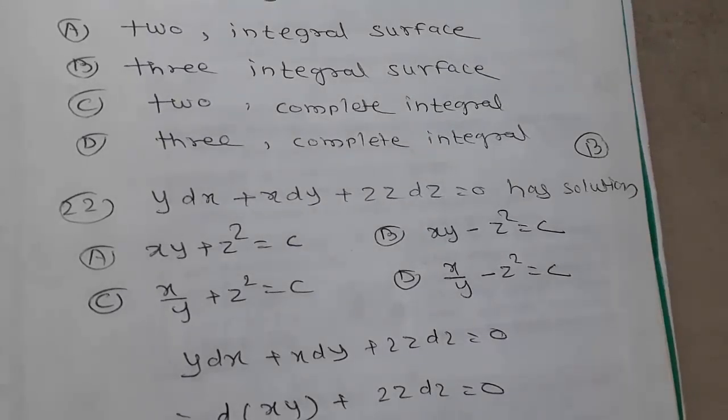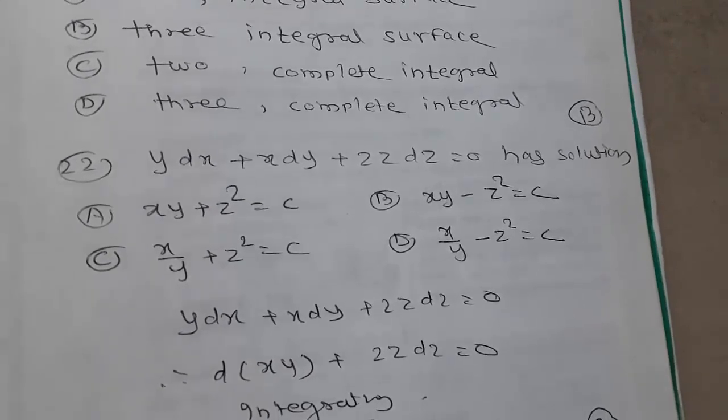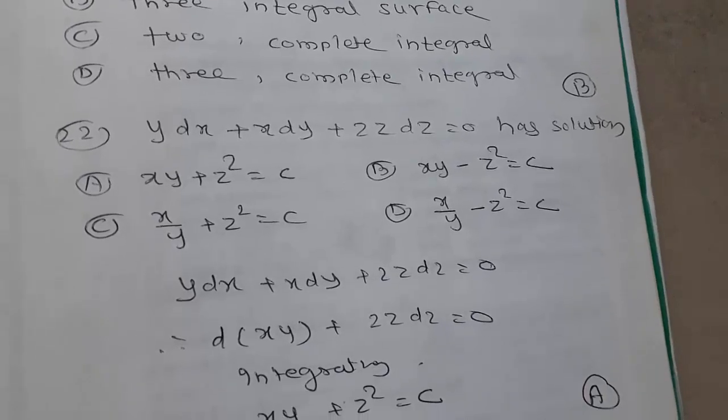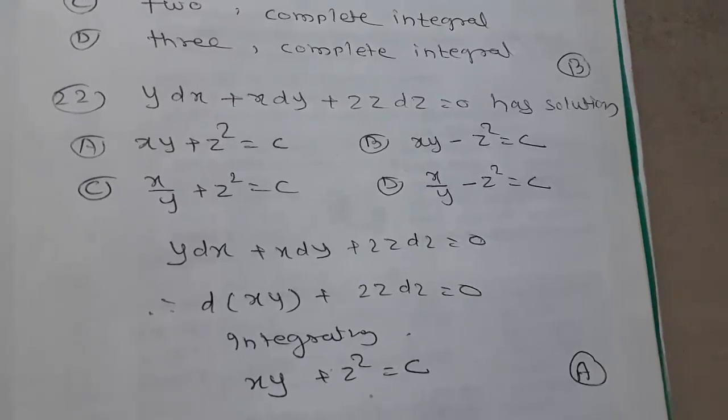y dx plus x dy plus 2z dz equal to 0 has a solution: xy plus z square equal to c, xy minus z square equal to c, x by y plus z square equal to c, x by y minus z square equal to c. Here we shall try to solve this equation. But we know that y dx plus x dy is nothing but d of xy. Therefore, equation becomes d of xy plus 2z dz equal to 0. If we integrate this, we will get xy plus z square equal to c, and hence correct option is A.